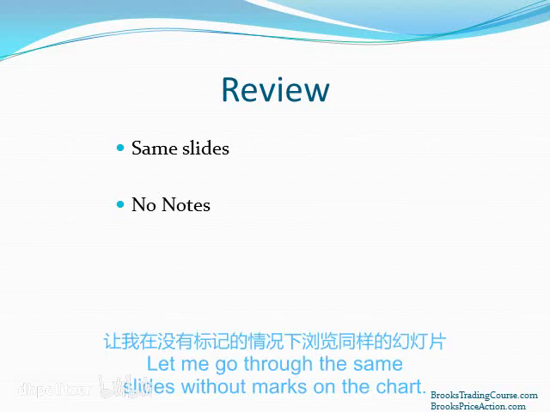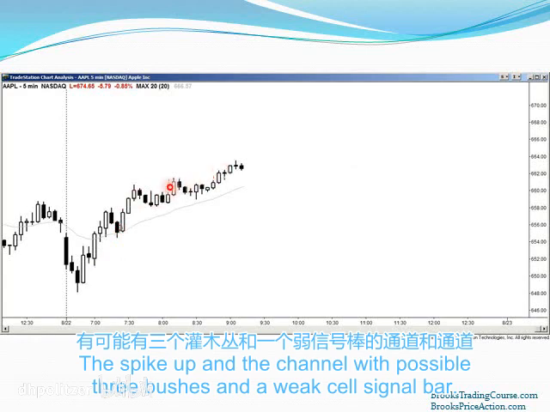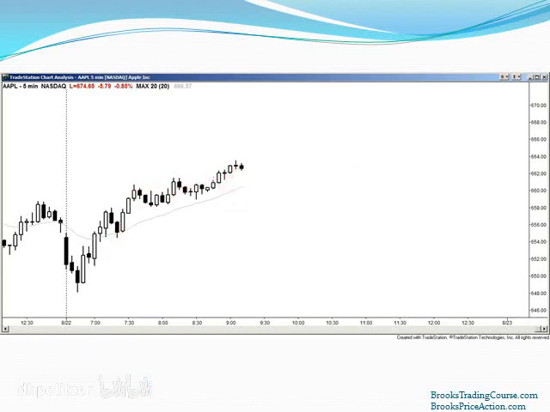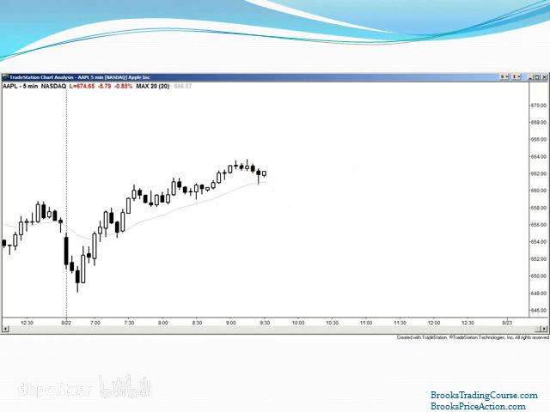Let me go through the same slides without marks on the chart. So this is the spike up and the channel with possible 3 pushes and a weak sell signal bar. Second entry short below this bear bar. Does not look like a strong sell-off.